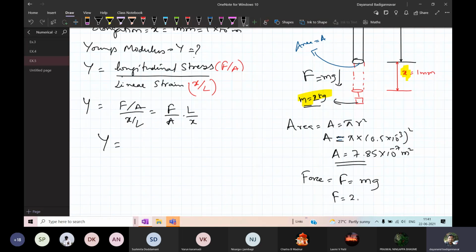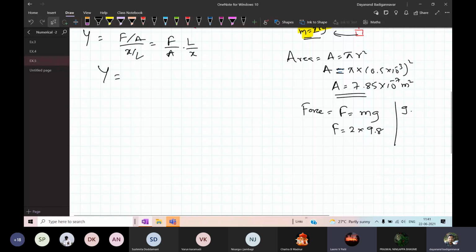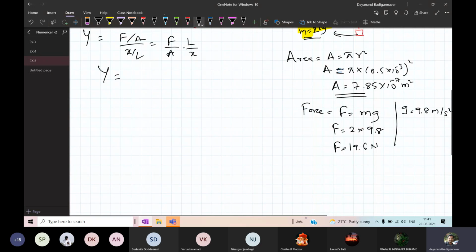So m into g, 2 kg, and g is 9.8 meter per second square, because g is acceleration due to gravity, 9.8 meter per second square. So if you evaluate, 9.8 into 2 is 19.6. How much do you get? 19.6. Correct. You get 19.6 newton. Right. So you get all the values. So once the F value is found and the A value is calculated, the l and x values are already given. So just substitute them here.